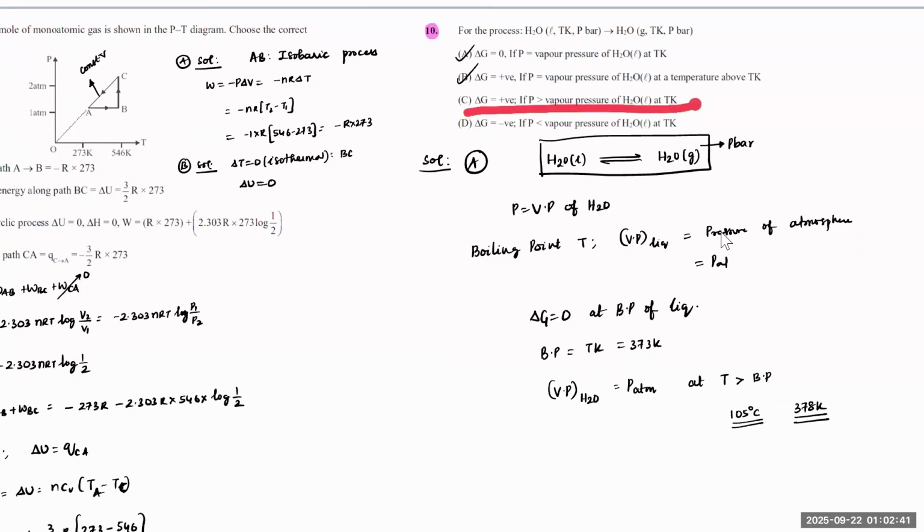Next one. Delta G is positive if P is greater than the vapor pressure at T. That is what we are talking about. Yes, so this is also correct. And delta G will be negative if P is less than the vapor pressure of H2O. This is also correct. Clear? Everybody understood what I'm trying to say? Any doubt?